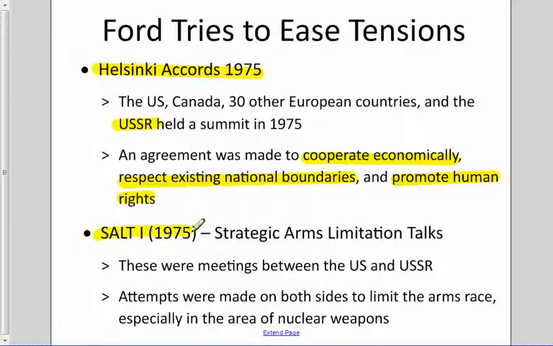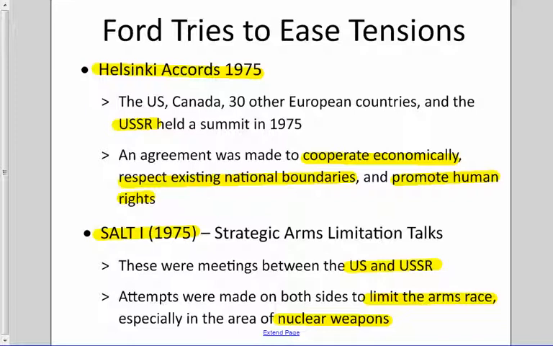We also have the SALT talks, SALT I in 1975. These are the Strategic Arms Limitation Talks. That's just it, arms, military limitation. This is the US and Soviet Union. The two sides actually agree to limit the arms race, especially nuclear weapons. So we agree to quit adding so many and eventually to cut down some of what we have. So we have SALT I, we will later on have SALT II, but SALT I is under Ford, he is the first. So he's trying to work and continue that idea of détente and really ease the tensions and make things better.